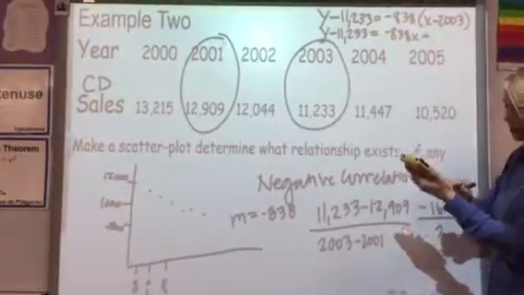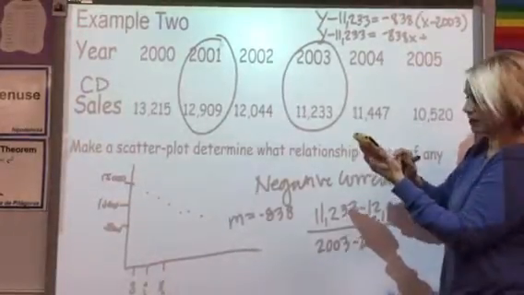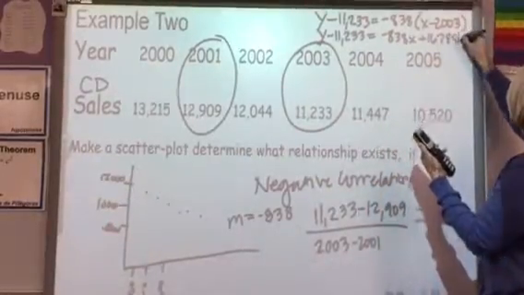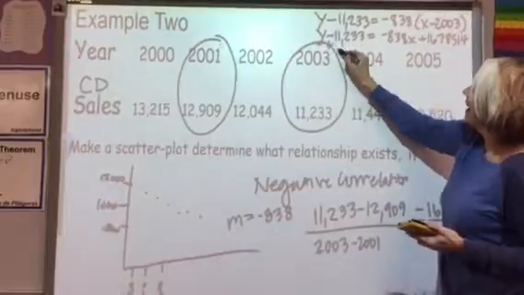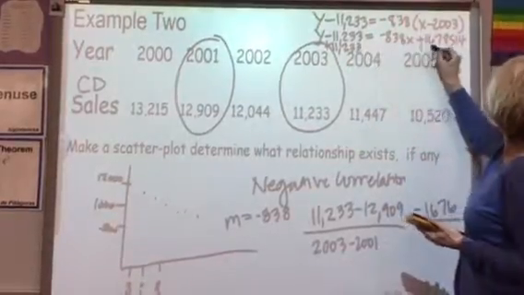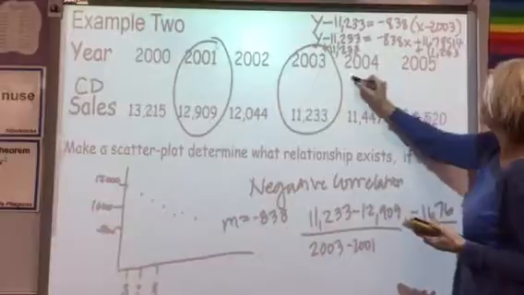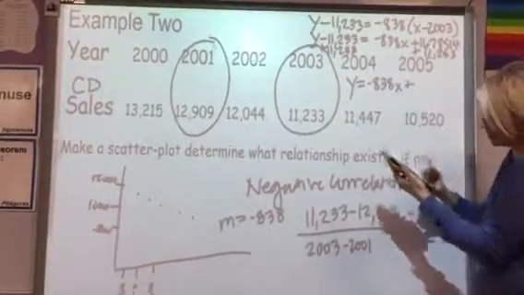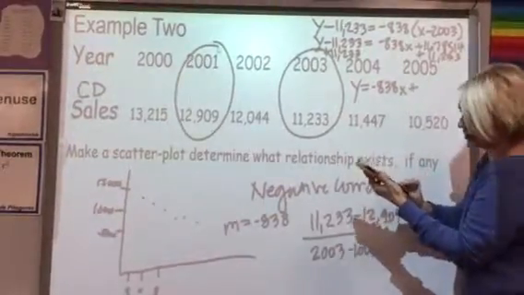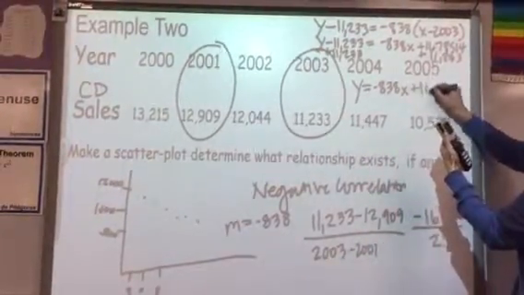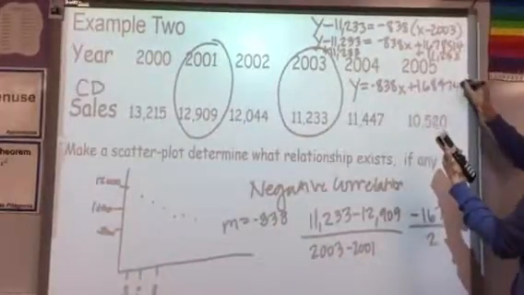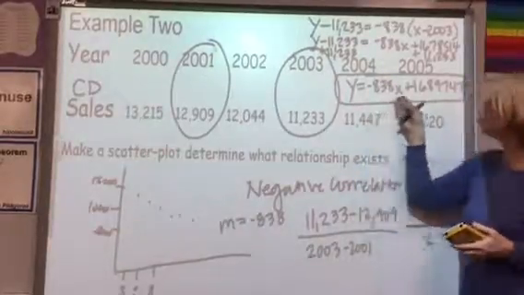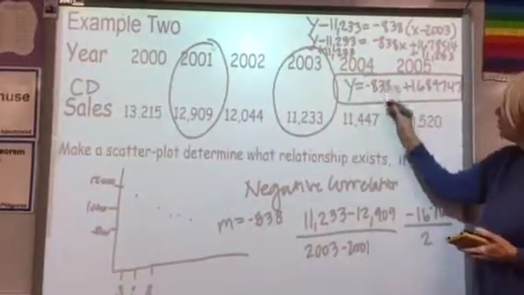This is a plus. I'm going to take 2003 times 838. Now we're going to add this 11,233. And we get y equals negative 838x plus 1,689,747.